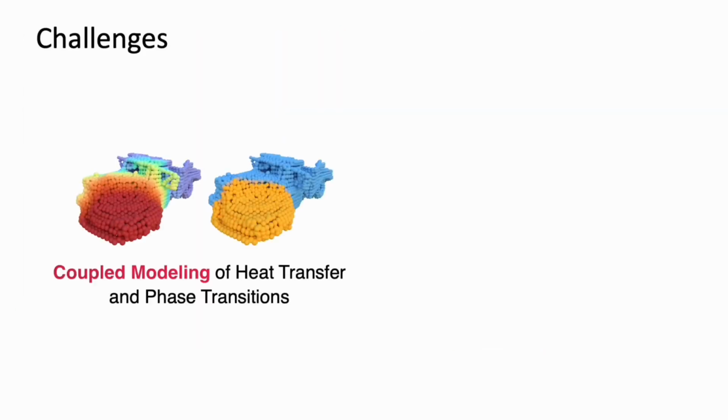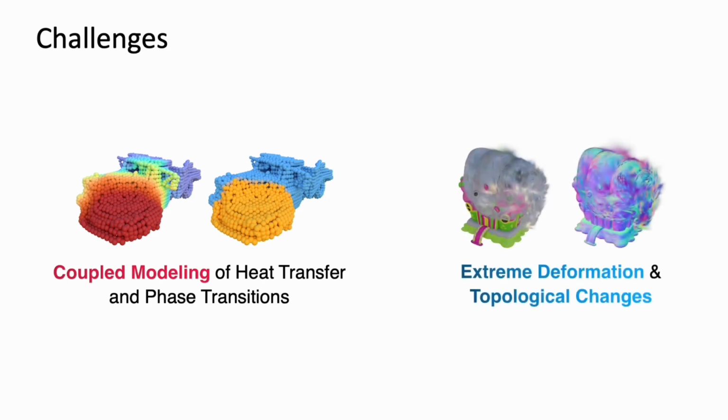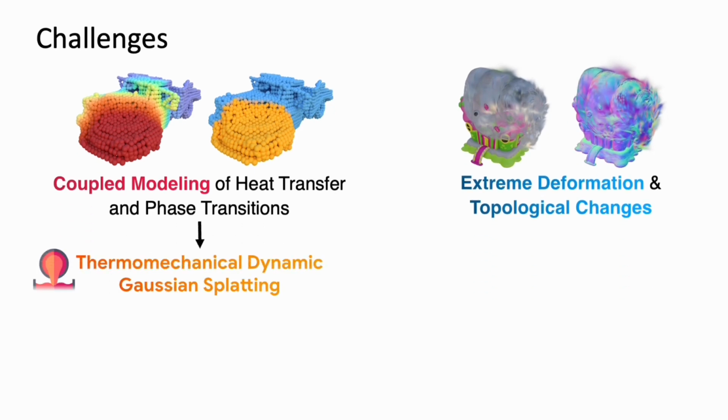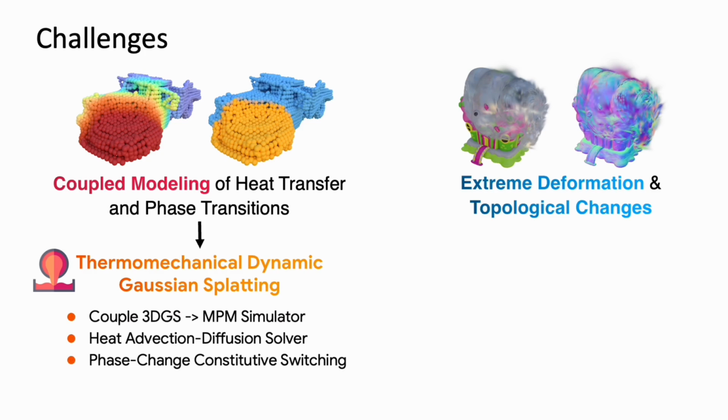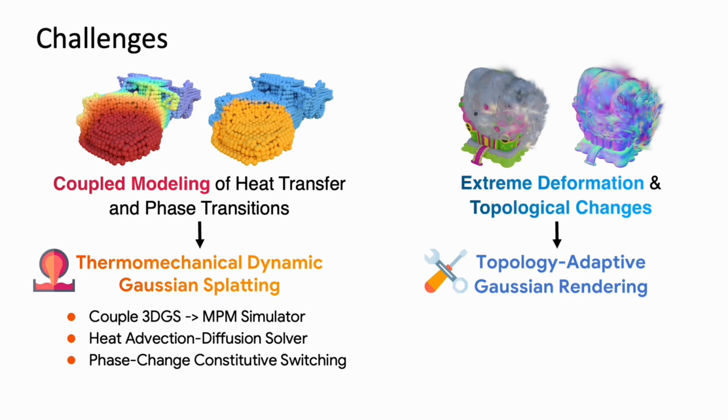Integrating thermomechanical effects into neural rendering frameworks remains highly challenging. They require not only momentum conservation, but also the coupled modeling of heat transport and phase transition. Moreover, melting introduces extreme deformations and topological changes, posing a significant challenge for neural rendering representations. To address these challenges, we first propose a thermomechanical dynamic Gaussian splatting representation, which couples 3D GS to an MPM simulator with a heat advection-diffusion solver and a phase change-aware constitutive model switching, enabling melting dynamics. To maintain stable rendering under extreme deformation, we introduce a topology-adaptive Gaussian rendering strategy.